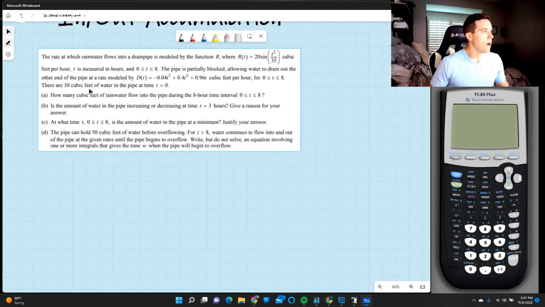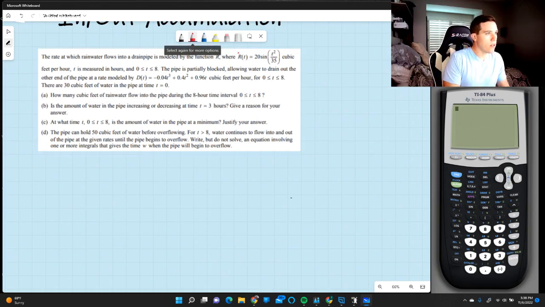So we have the rate at which rainwater flows into a drain pipe is modeled by the function R, where R of t is, there's the rate. And that's your rate in. So this function R of t is your in rate. The pipe is partially blocked, allowing water to drain out of the other end, and this is your out rate. Pay attention, they're both rates. Sometimes they are total amount functions, but in this case, they're both rates because they say rate and cubic feet per hour for both. And then they tell you how long, from 0 to 8.